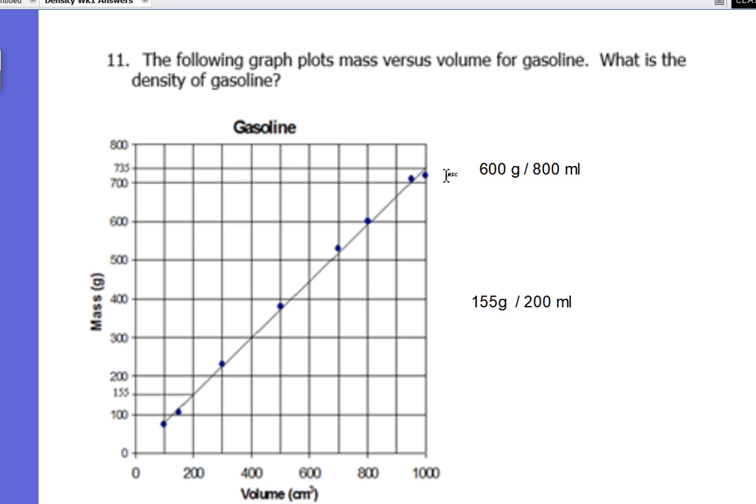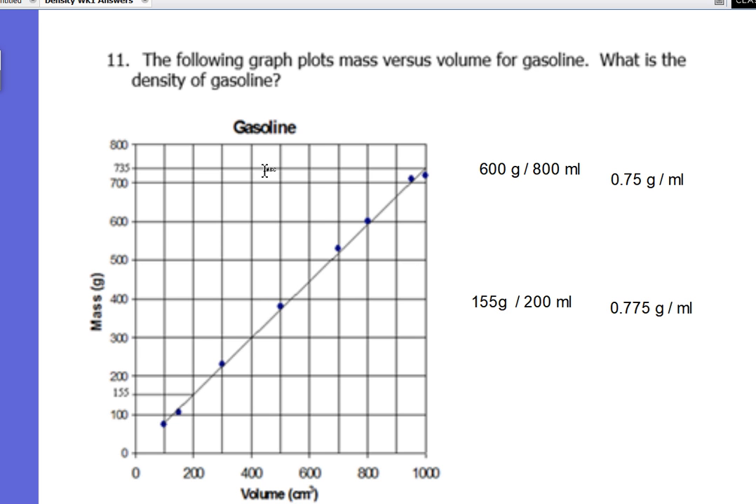Either one of those answers is really similar. They're not perfectly the same. This one up here, I can do in my head, is 0.75 grams per milliliter. And this one is just barely bigger than that. I can't do that one in my head though. Oh, but I have a calculator. That's convenient. So it's 0.775 grams per milliliter. So it's almost the same.